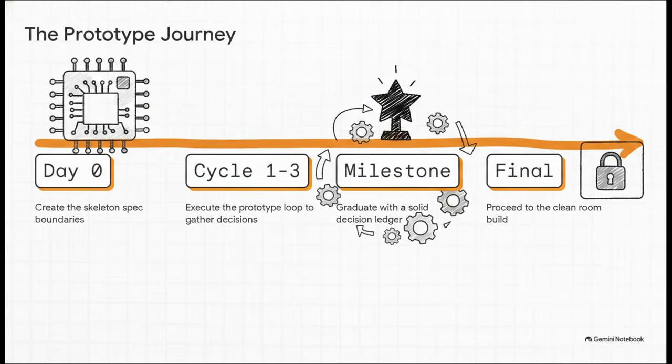Think of this as a strict, linear journey from start to finish. We're moving from total ambiguity on day zero with a bare-bones skeleton spec, cycling through the prototype loop to aggressively gather decisions, hitting that graduation milestone once our spec is totally rock solid, and finally, leaving the prototype completely behind for a separate clean room build. It's a highly structured path that takes you from a vague idea straight to an ironclad specification.